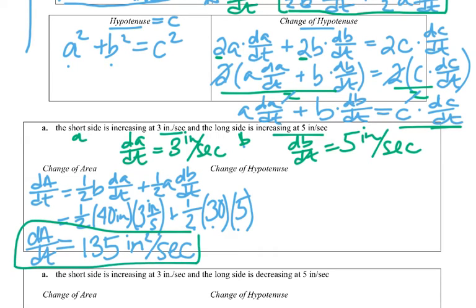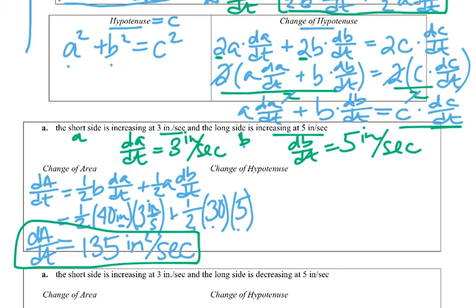That's our final answer there. And we know it's inches squared because we're talking about area. We also know it's inches squared because there are inches here times inches. So inches times inches is inches squared. All right, so we're ready to move on to the change in the hypotenuse.